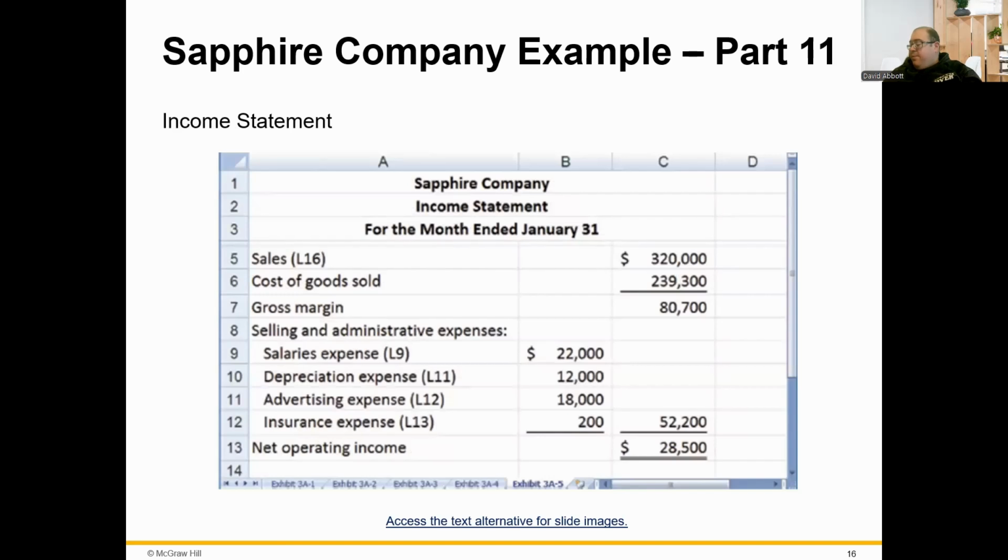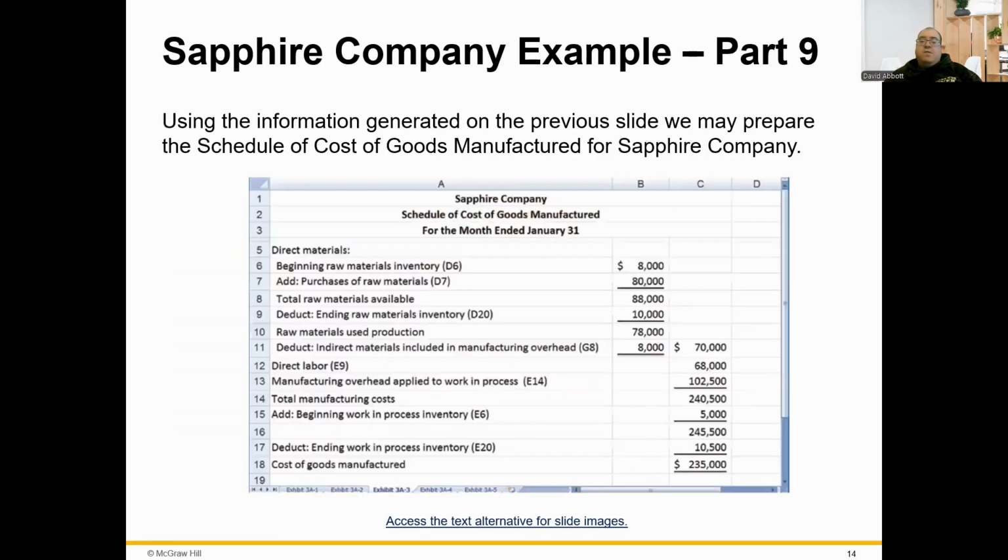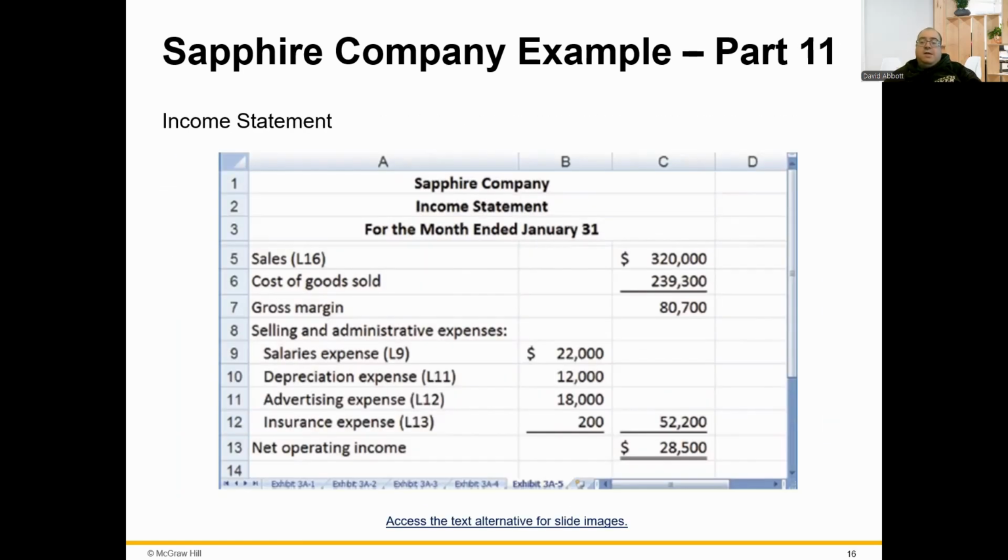And then we can go ahead and prepare our income statement. So for that, we have an adjusted cost of goods sold of 239,300. And then from that, we have our sales, our cost of goods sold. So we had a gross margin of 80,700. We list out all of our selling and administrative expenses. That reduces the gross margin, and then that gives us an operating net income of 28,500. And so that's one way that you can use Excel to be able to calculate all of this.